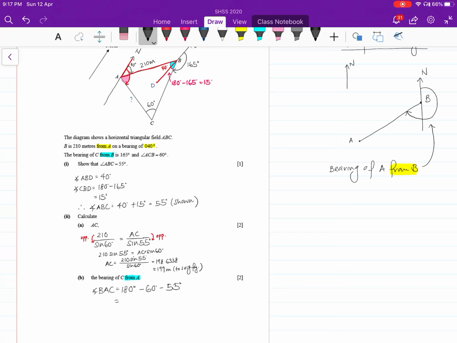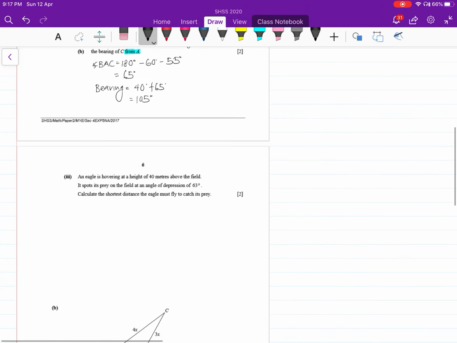Which gives me 65 degrees. That's angle BAC, and the total bearing will be 40 plus 65, which gives us 105 degrees, and we are done.